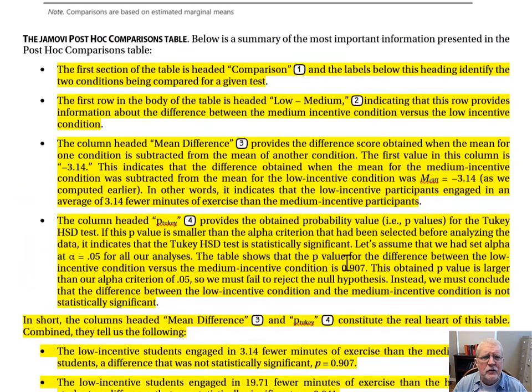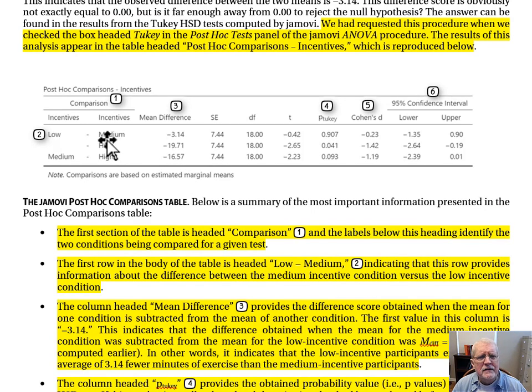Now hang on, what is he talking about here? It's the second comparison. When you take the mean for the low incentive students, subtract from it the mean for the high incentive students, you get a mean difference of 19.71 minutes. Is it statistically significant? It is. The p-value is less than 0.05. The p-value is 0.041. It's less than 0.05, so this comparison is significant, but we're going to see the last one is not. Medium versus high is negative 16 minutes. This p-value is 0.09. That's bigger than 0.05.